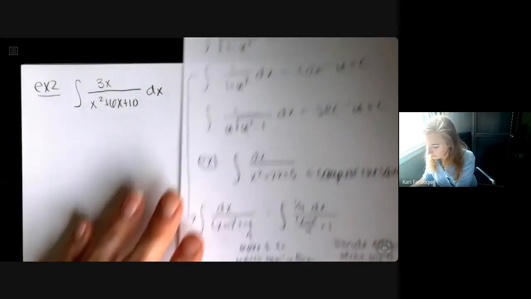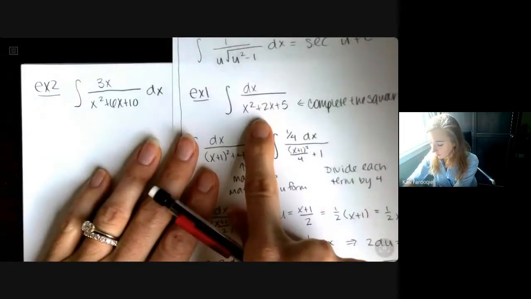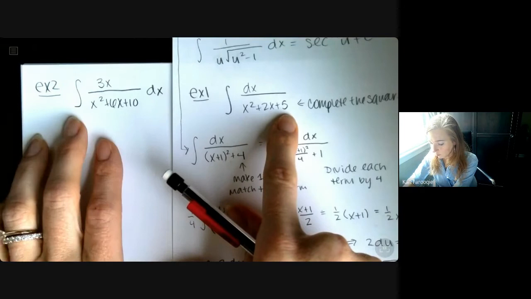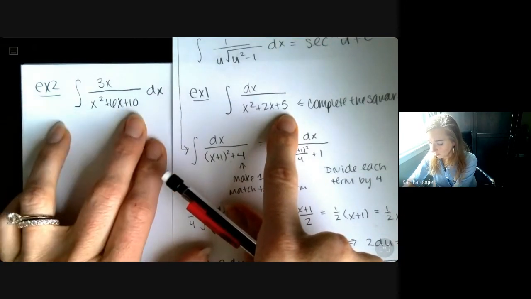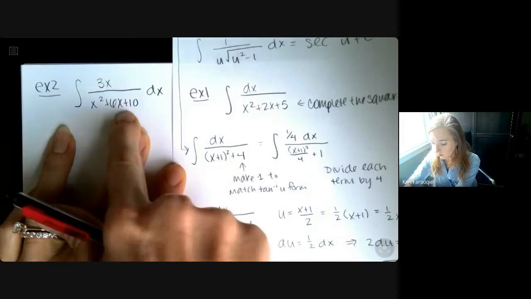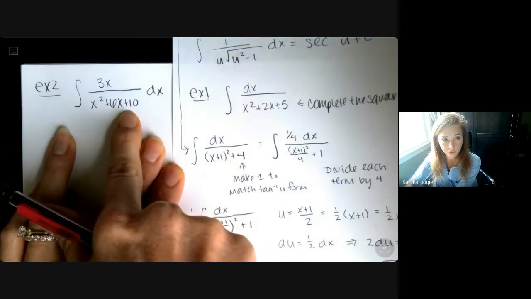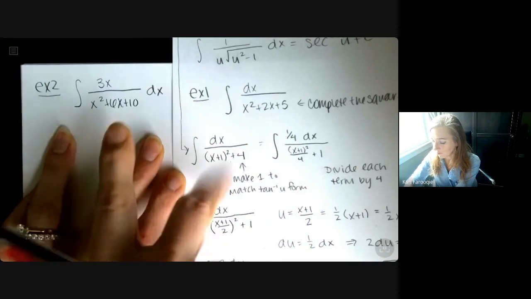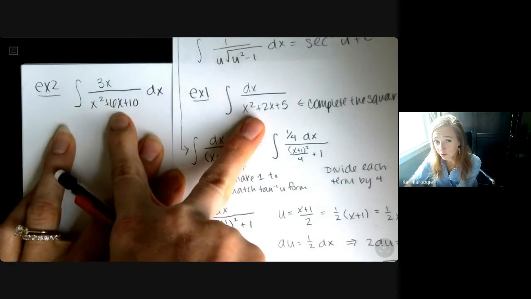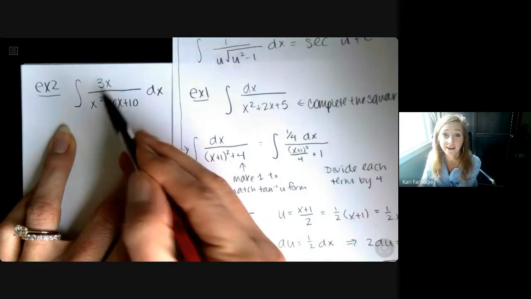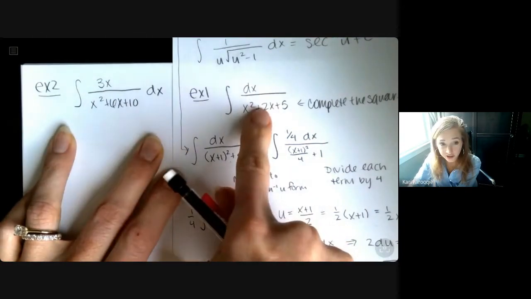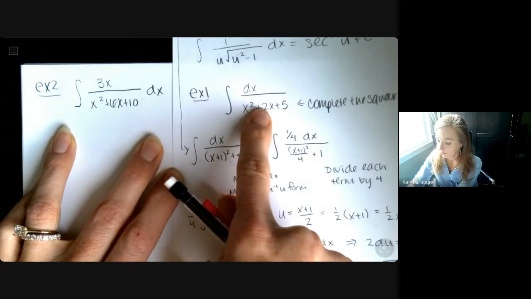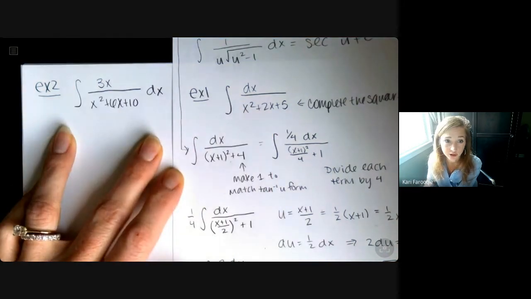Look, example 1: dx over x squared plus 2x plus 5. Example 2: 3x dx over x squared plus 6x plus 10. Now, this is not going to be factorable, so you definitely won't be able to use partial fractions from section 5, which we'll talk about Wednesday. You're going to need to complete the square. However, if you're wondering what makes these two different, it's the x. Example 1 has a constant in the numerator. Example 2 has a linear term in the numerator, 3x. This is not a constant.